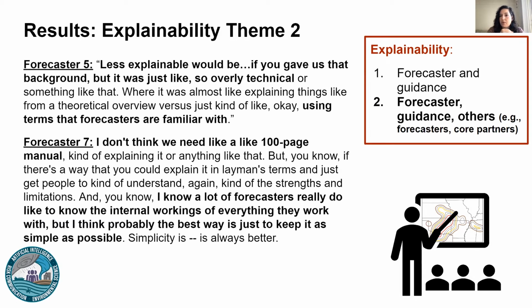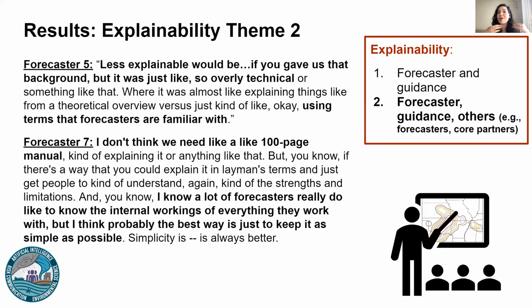And the next theme is forecaster guidance and others. Forecaster 5 said, less explainable would be if you gave us that background, and that background is the interview information he was given, but just so overly technical, using terms that forecasters are familiar with. So in this quote here, we have the first portion where they're laying out what you don't want to do for explainable. You want things to be concise and to the point. You don't want them overly technical, but then you also want the information you convey to be in terms that are familiar to what forecasters are understanding.